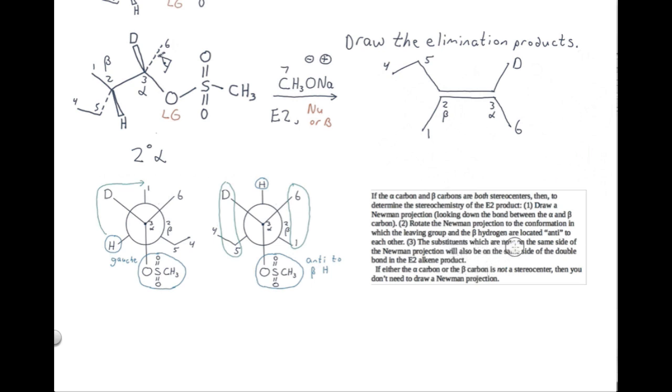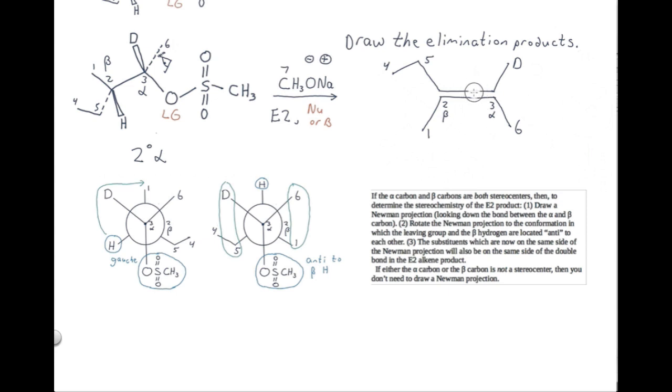That's this rule. After we rotated the beta hydrogen to be anti to the leaving group, substituents which are on the same side of the Newman projection will also be on the same side of the double bond in the alkene product. That's how this method helps us to get the correct stereochemistry for the E2 product.